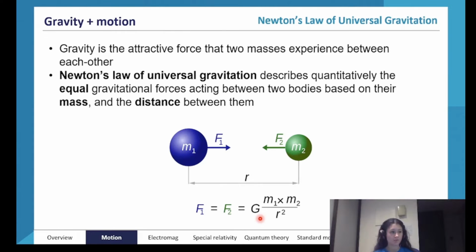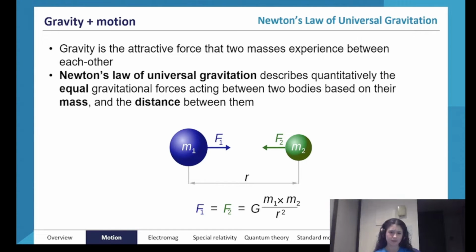The other important thing about this slide is to remember that the forces experienced by the two masses are going to be equal. So even though this blue mass here is bigger than this green mass, the forces exerted on both of them are going to be equal. So have a quick think about why that might be. Pause the recording if you need to.